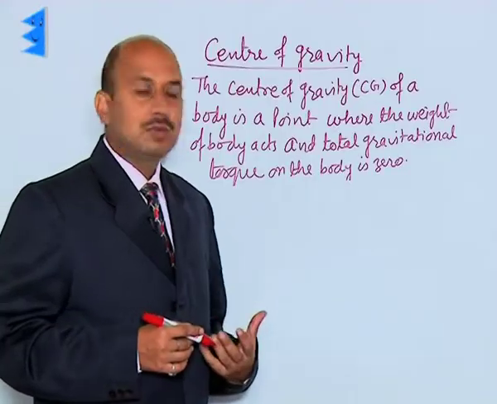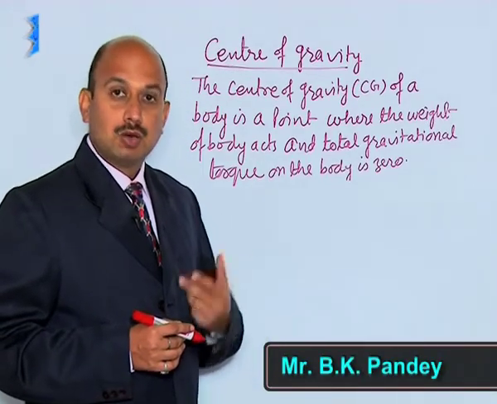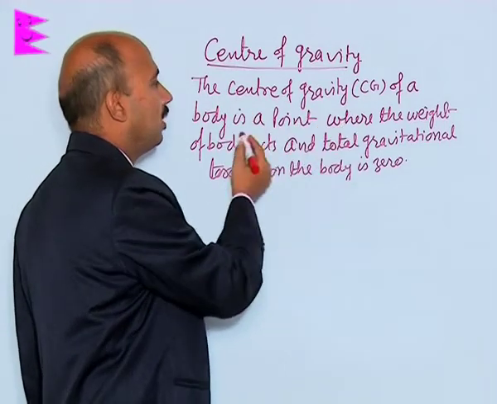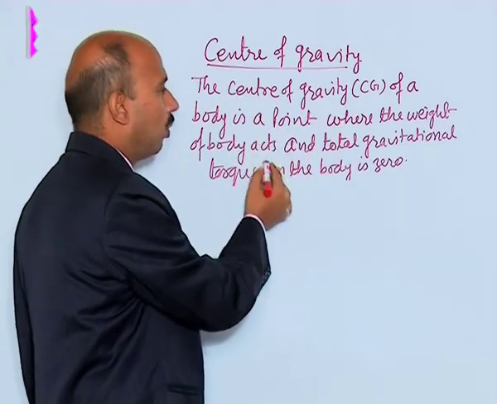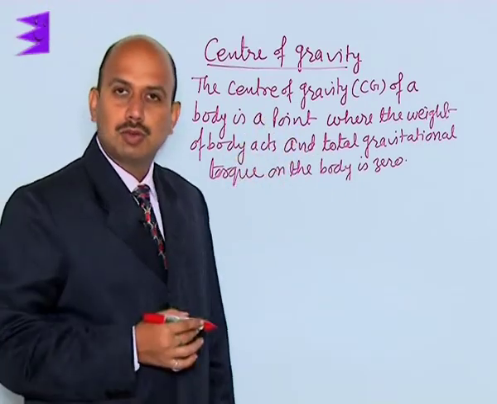Now see the new concept, that is the center of gravity. We have already done center of mass. Now see what is center of gravity here. The center of gravity of a body is a point where the weight of the body acts and the total gravitational torque on the body is 0.